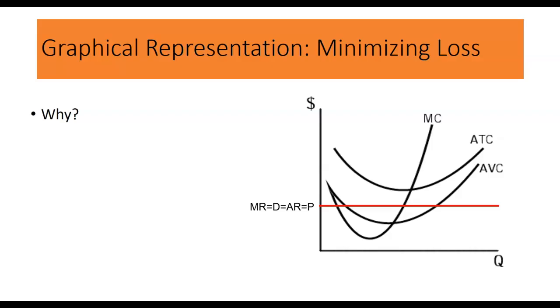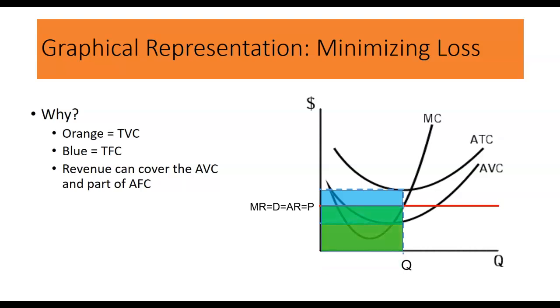Okay, minimizing loss. So your price is less than your ATC, but greater than my AVC. Here we can see the orange is my total variable cost, so again, that only occurs if I run my operations. Then my total fixed cost is going to be in that blue area. What we can see is that this green area is my total revenue.